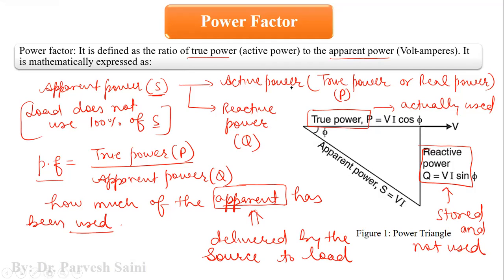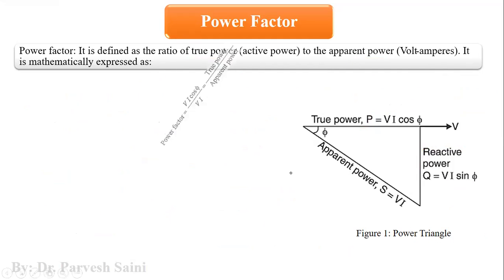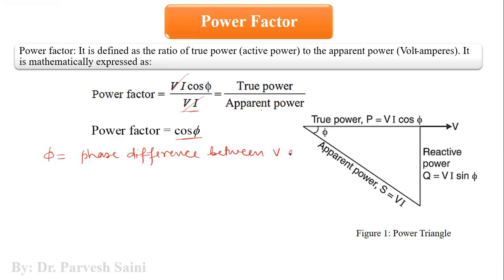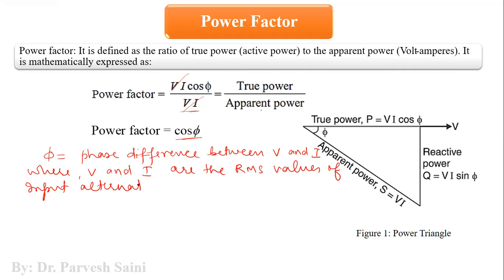So let us see how it is mathematically explained. We can say that the power factor is the ratio of true power to the apparent power as per the definition, where true power is VI cos phi and apparent power is V into I. So if you cancel these two, we have power factor equal to cosine of phi. Now where phi is the phase difference between V and I, where V and I are the RMS values of input alternating voltage and current respectively.